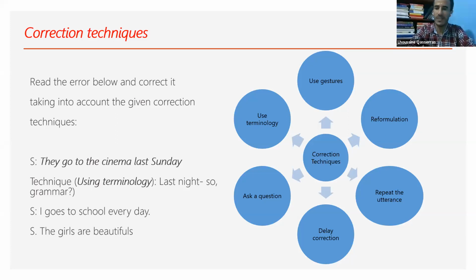All right. So let's practice now. Look here. Students, they go to the cinema last Sunday. They go to the cinema last Sunday. Technique: using terminology, but you have different techniques, by the way. Here, I'm going to use terminology. Yes, Jalal, last night, so grammar, grammar, grammar, which means there is something wrong about go.